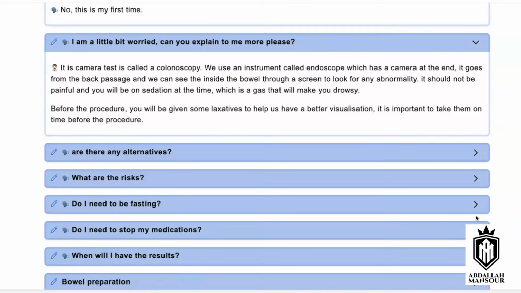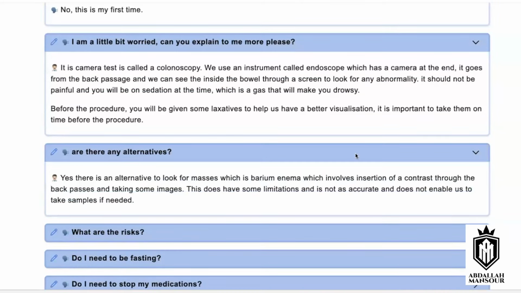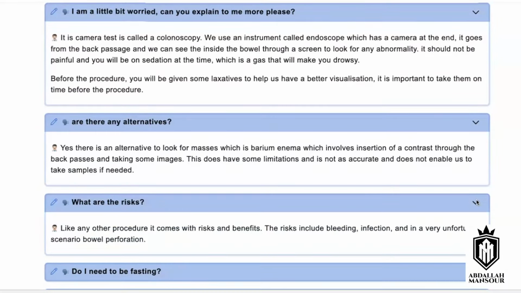Okay. That's fine. What are the risks of this? Are you able to explain to me the risks of having a colonoscopy? In the case of a colonoscopy, we can have risks such as bleeding and infection, but this is not very usual, and also this would happen if there is any sort of perforation during the procedure, but you don't have to worry too much about that. Okay.